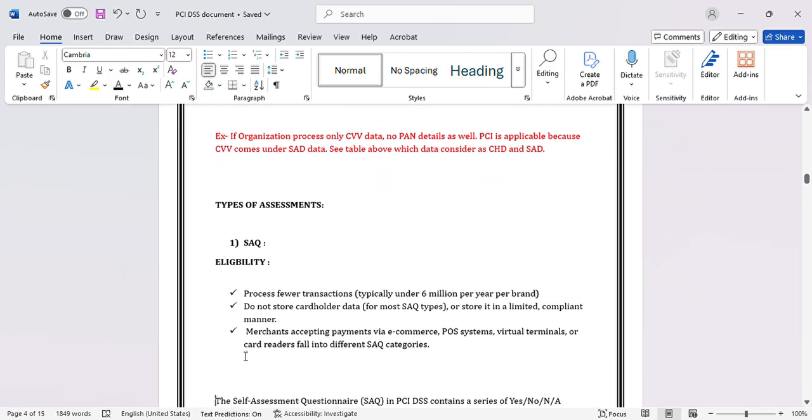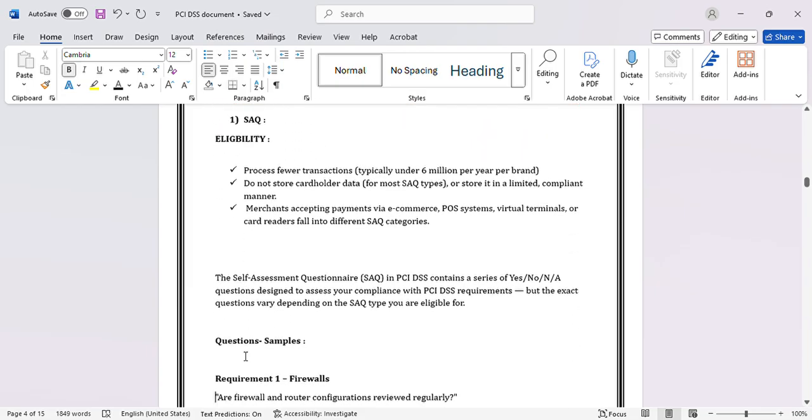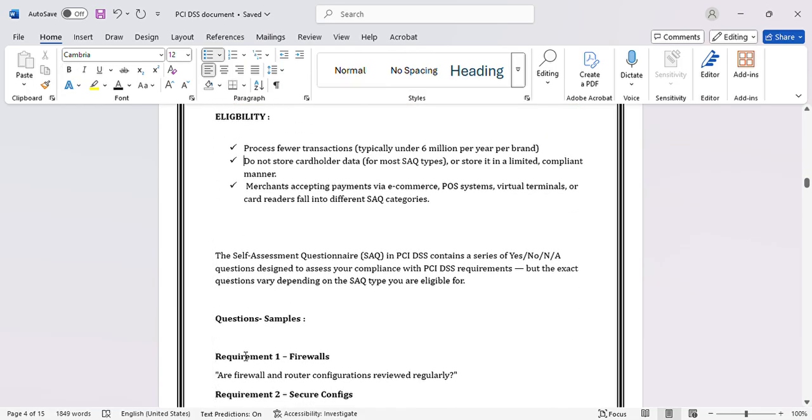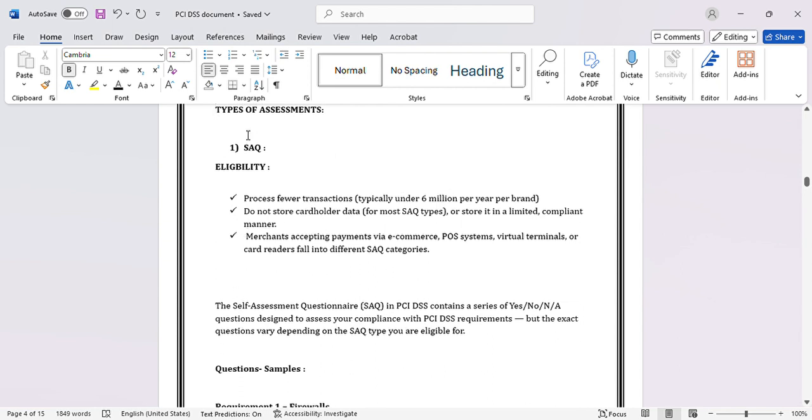Okay, now it's time for the types of assessment. Number one is SAQ. This is the initial phase of PCI DSS compliance where the merchant processes fewer transactions, typically under 6 million per year per brand. They do not store cardholder data for most SAQ types, or store it in a limited, compliant manner. Examples are merchants accepting payments via e-commerce, POS systems, virtual terminals or card readers, which fall into different SAQs.